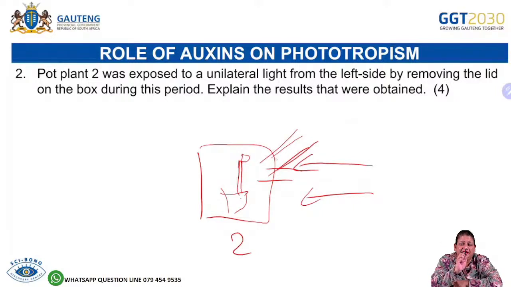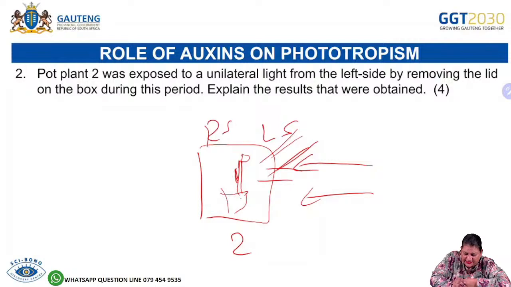What did you learn, learners? Auxins are sensitive to light. They always move to the shady part. So they're going to move from the part where there's light to this part here. From the left hand side, they're going to move to the right hand side. And remember, a high concentration of auxins in a stem. Remember, we're looking at the stem.